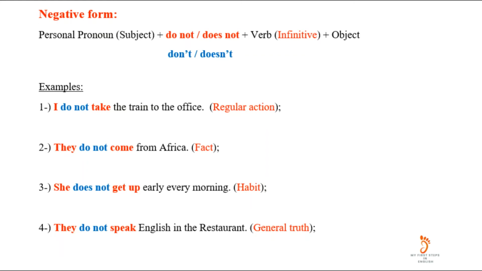So the first one will be, I do not take the train to the office. This is a regular action. So maybe I trek or I have my personal car or I take the bus instead. The second one will be, they do not come from Africa. So that means it is a fact. Maybe they come from America or from Europe. The third one will be, she does not get up early every morning, which is a very bad habit. Everybody should always get up early every morning to start working. And the last one will be, they do not speak English in a restaurant. So maybe they speak another language.